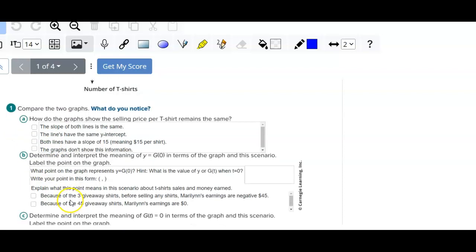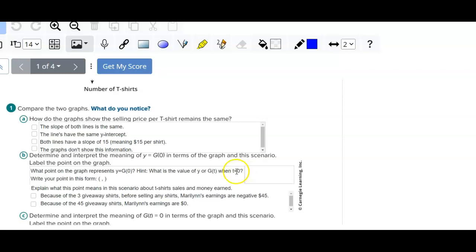Now let's look at the second question. Determine and interpret the meaning of y equals g of 0 in terms of the graph and this scenario. Label the point on the graph. And there's a little bit of a hint here. What point on the graph represents y equals g of 0? And then what is the value of y when t equals 0?